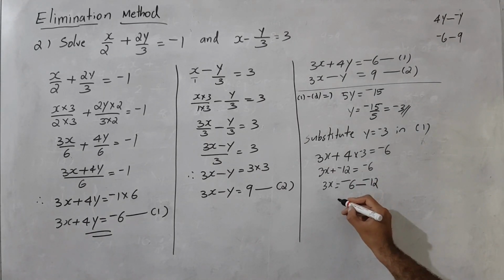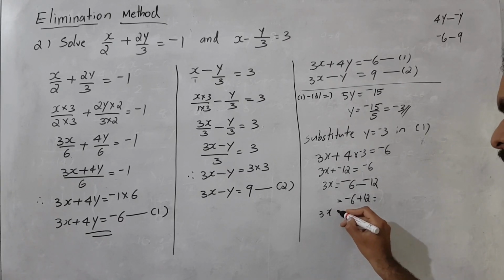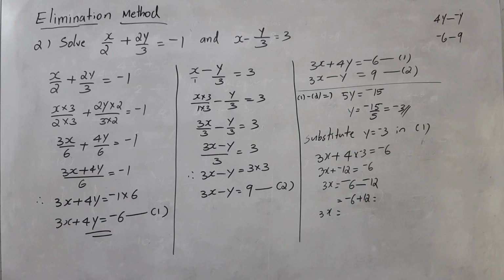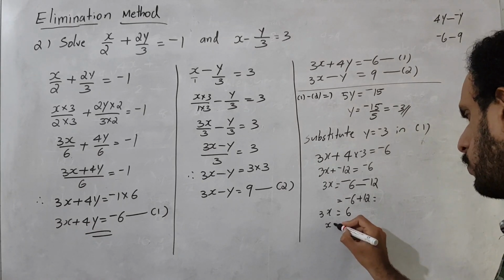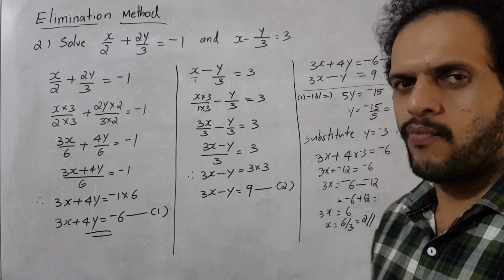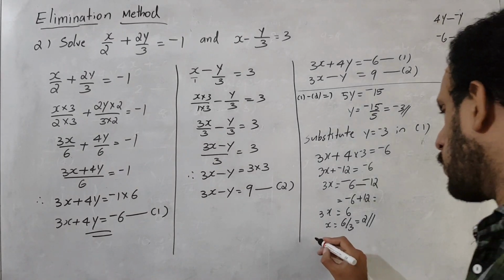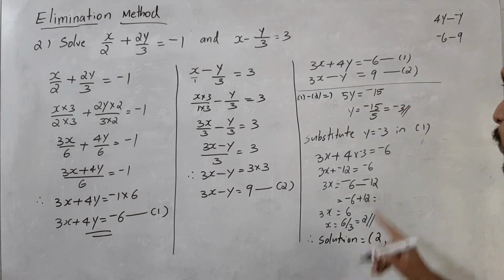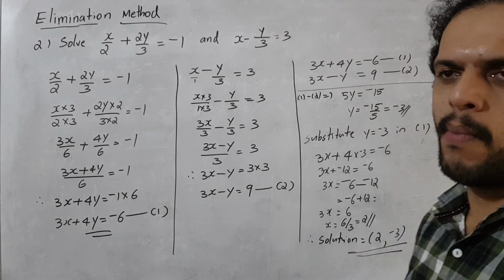That is equal to minus 6 plus 12. 3x is equal to, what is minus 6 plus 12? Minus 6 plus 12 is equal to 6. Therefore x is equal to 6 by 3 is equal to 2. So we got the value of x. What is the value of x? The value of x is equal to 2. Correct? So what is next? Then it's possible to write the solution. Therefore the solution is equal to 2, minus 3.